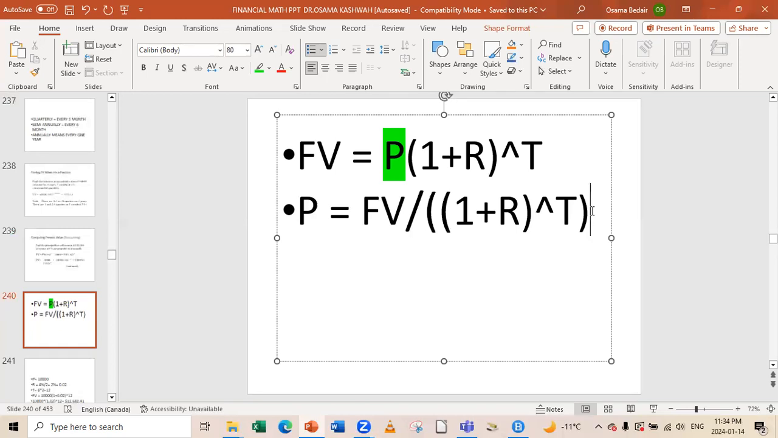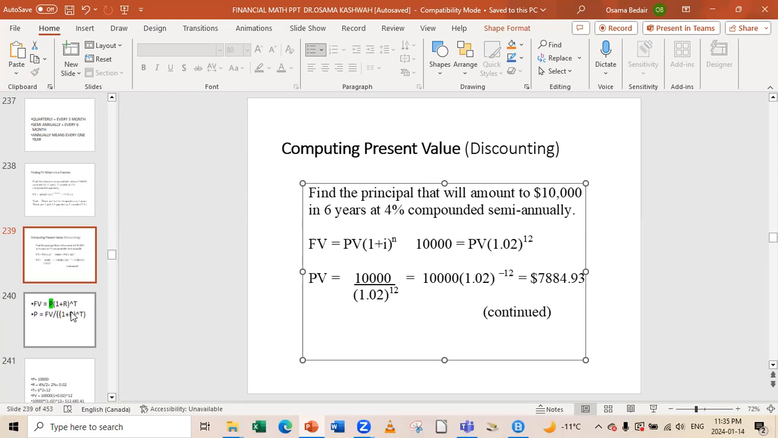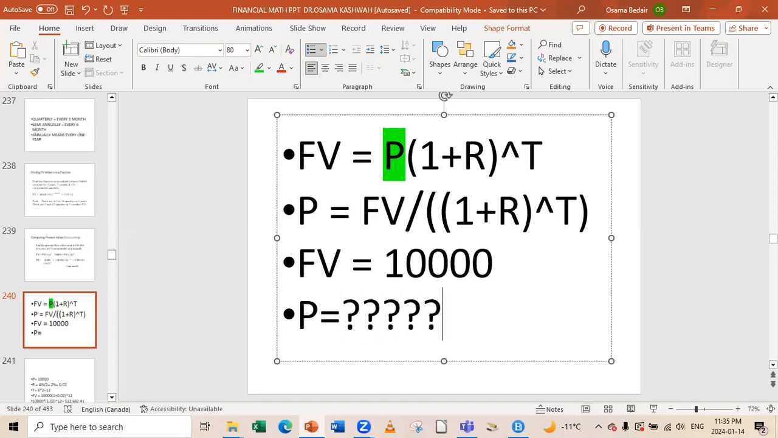But still we have some modifications in the example here. Let's go back to the example and see what he wants. Find the principal. So I need the P. This time I need the principal value that will amount to 10,000 in 6 years. After 6 years, it will be 10,000. So the future value is 10,000 here. FV will equal 10,000. And what I need is the present value, because this is unknown.